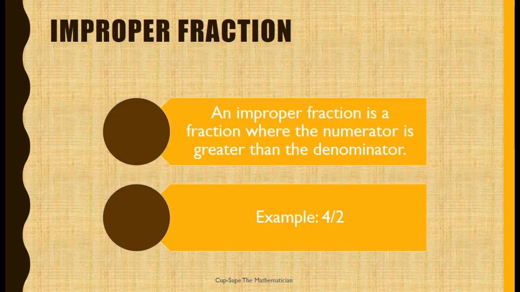Improper fraction. So an improper fraction, as you can see, in other words, means that the top number is bigger than the bottom number. So you can see an example, 4/2. Another example can be 10/5 or 15/3.